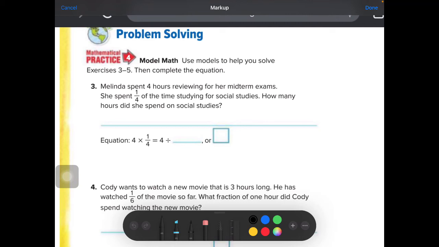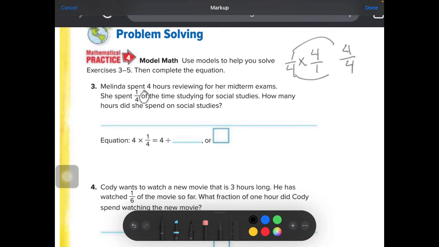Alrighty, number 3. Melinda spent 4 hours reviewing for her midterm exam. She spent a fourth of the time studying for social studies. How many hours did she spend on social studies? So here's what our equation looks like. 1/4 of the time times 4. And we're going to put a 1 underneath it because it's a whole number.